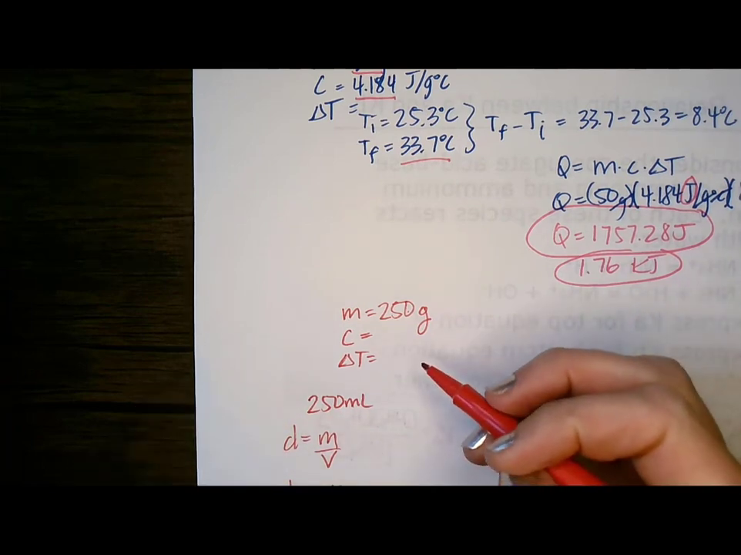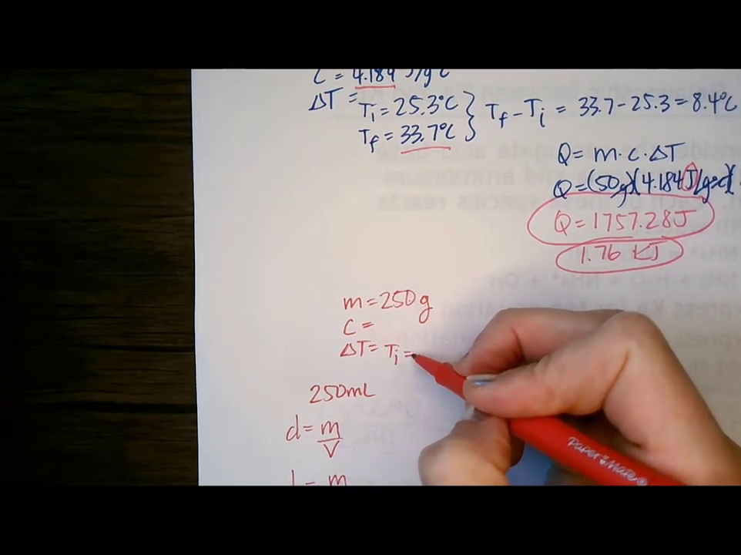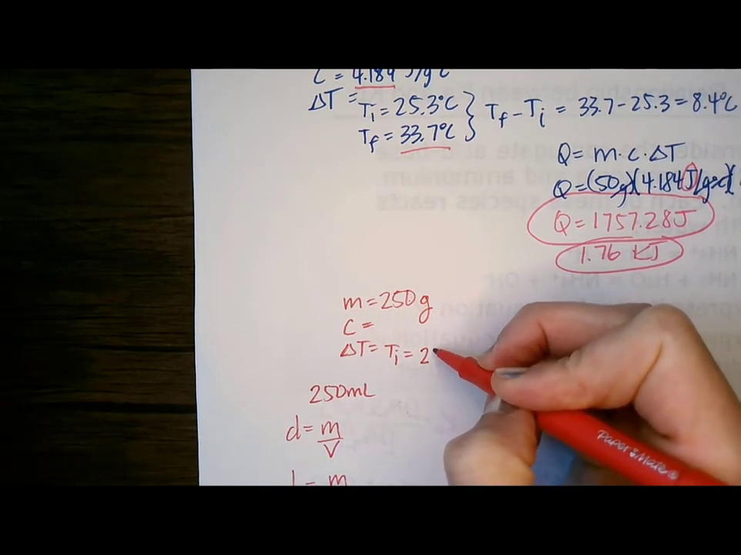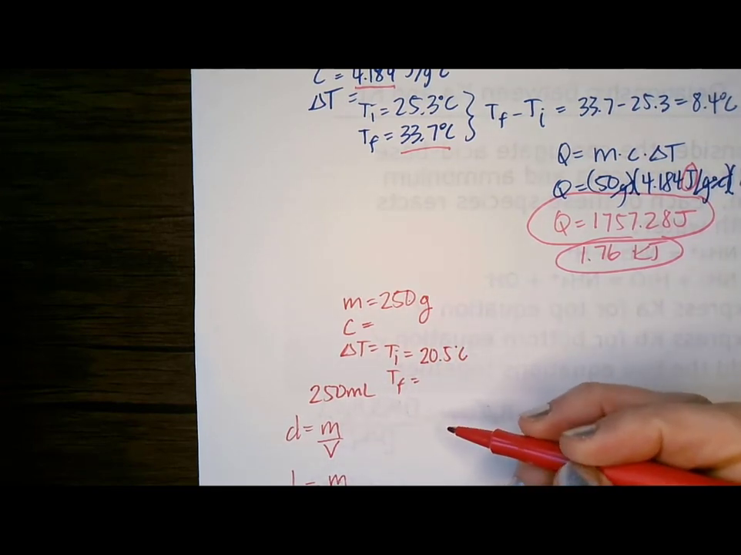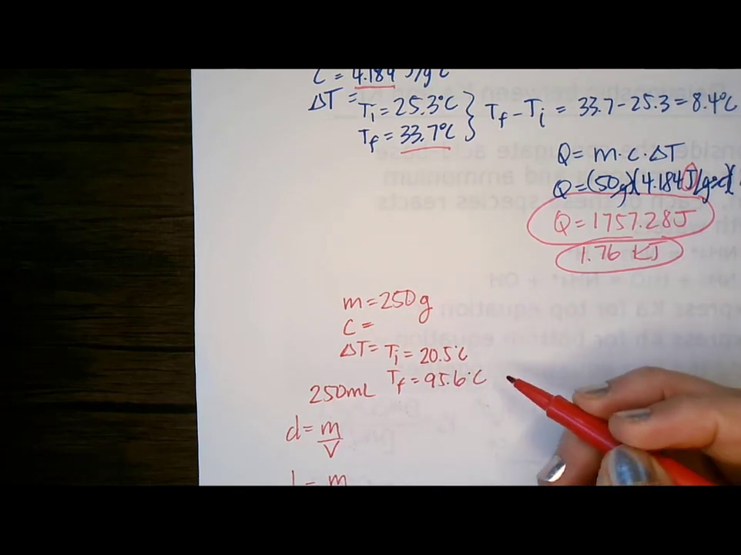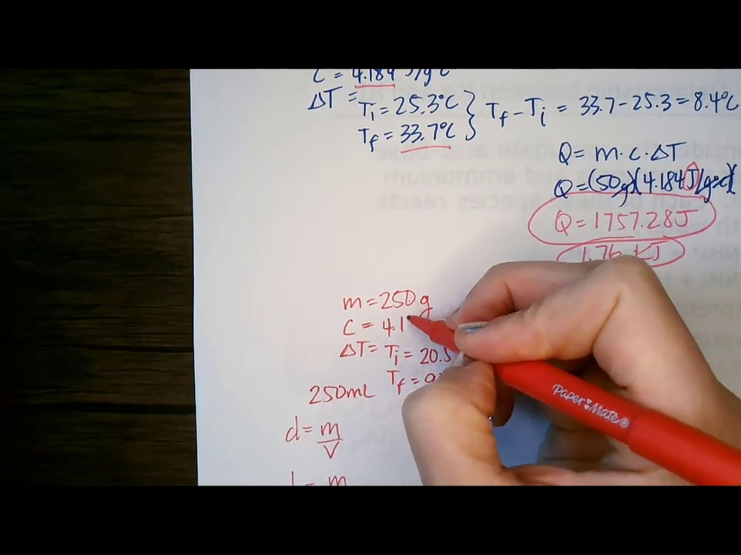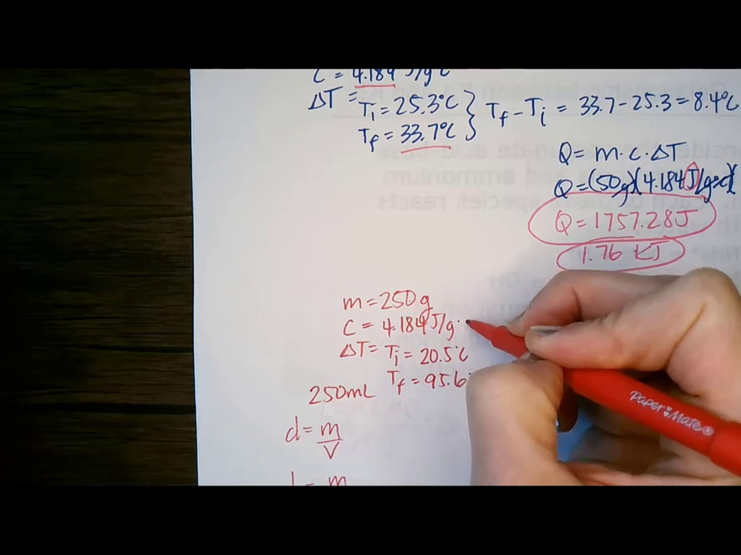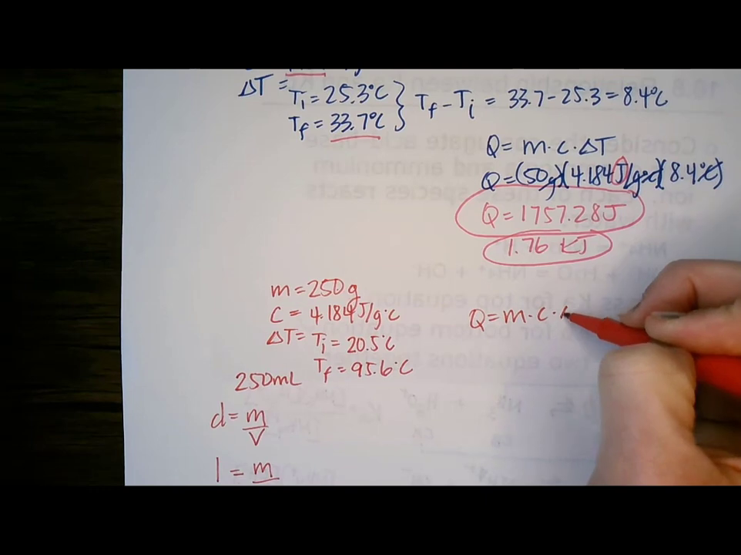And then it also says we went from 20.5 degrees Celsius, so my initial temp, 20.5, my final temperature was 95.6. And it said to assume the specific heat capacity of coffee was the same as the water, so 4.184 joules per gram degrees Celsius. All right, so let's plug in M times C times delta T.